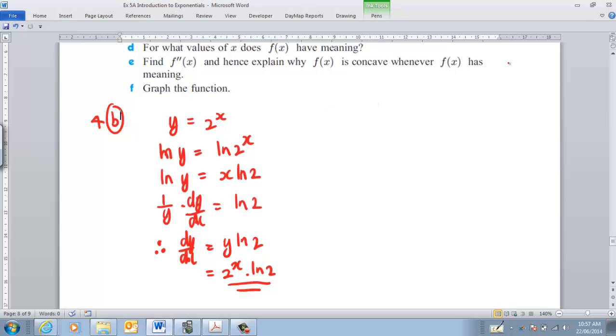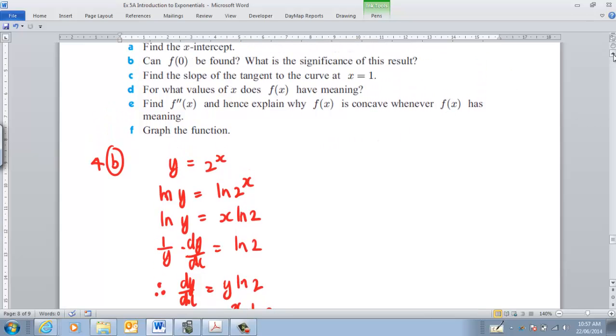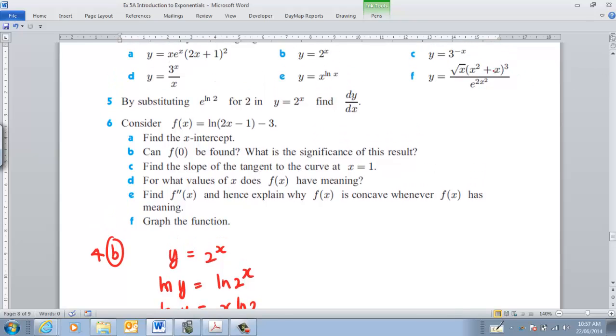So let's do another example. We might do the last one because that looks like a bit of a pain. So this is f that we're doing. I might do this one in black because I think some people struggle to read red. So y equals x^(1/2) (x squared plus x cubed), all over e to the 2x squared.